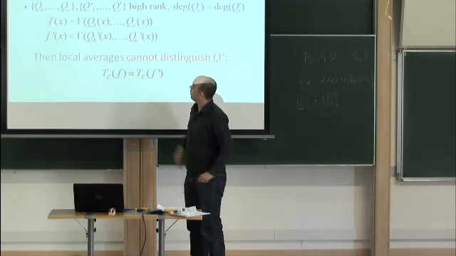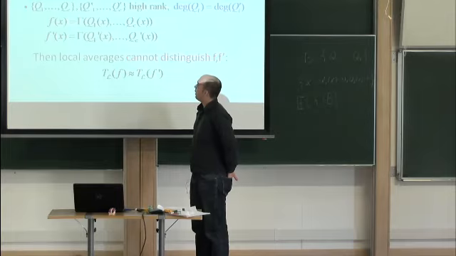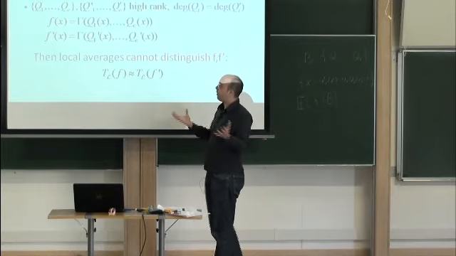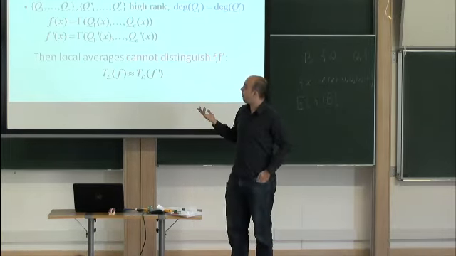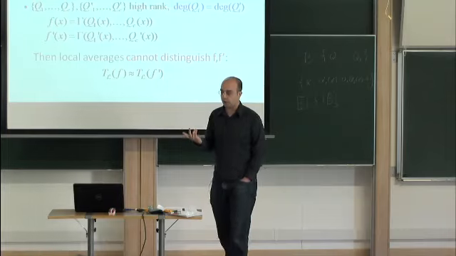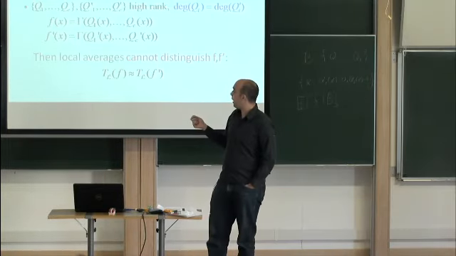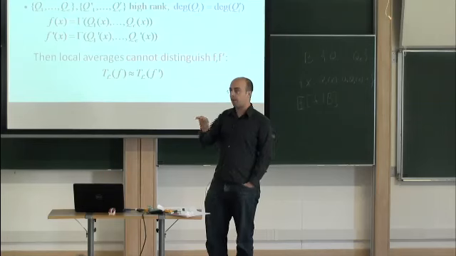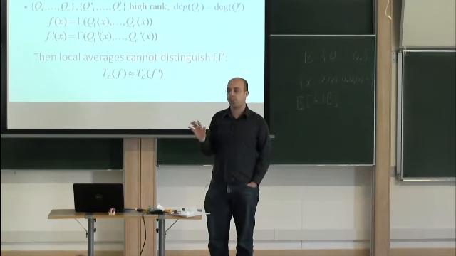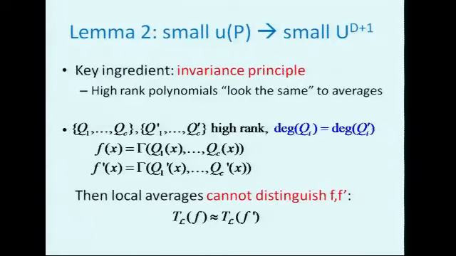I'm looking at any function gamma that composes into one function, and now I'm composing two functions, f and f prime. So f is going to be gamma applied to Q1 up to QC. F prime is going to be the same composition function gamma applied to some other bunch of polynomials that have the same degree. Then what you can show is that local averages really cannot distinguish f from f prime. So really, the only parameter that's important is the degree of these polynomials, and nothing else.